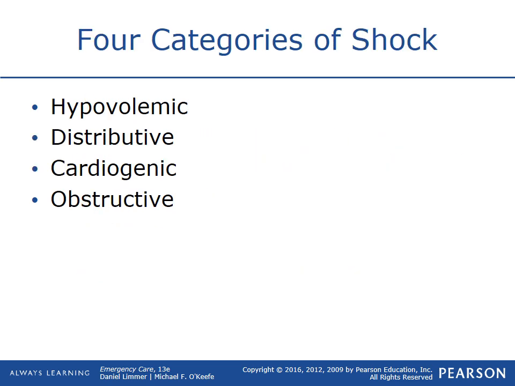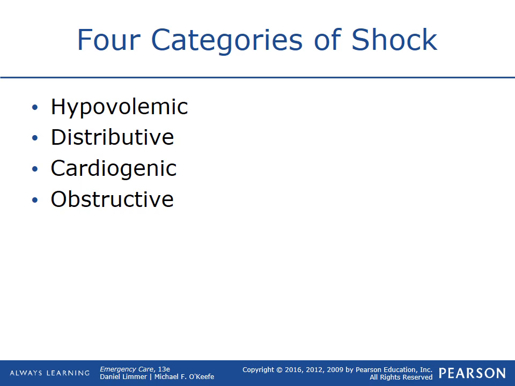There are 4 categories of shock. Hypovolemic, put that together, it's low volume. That means there's not enough blood circulating around, either not enough blood or not enough water. Low volume. Distributive shock is a shock that's distributed throughout the whole body. An example of this would be damage to the nervous system. It affects the whole body.